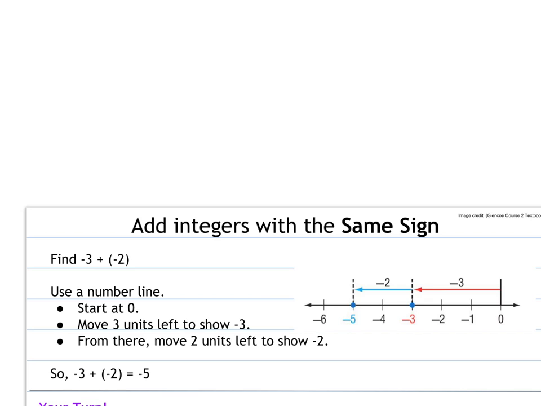So, to add integers with the same sign, we're going to look at integers adding with the same sign: positive and positive, negative and negative. And then we'll also look at adding integers with different signs, so a positive and a negative together.